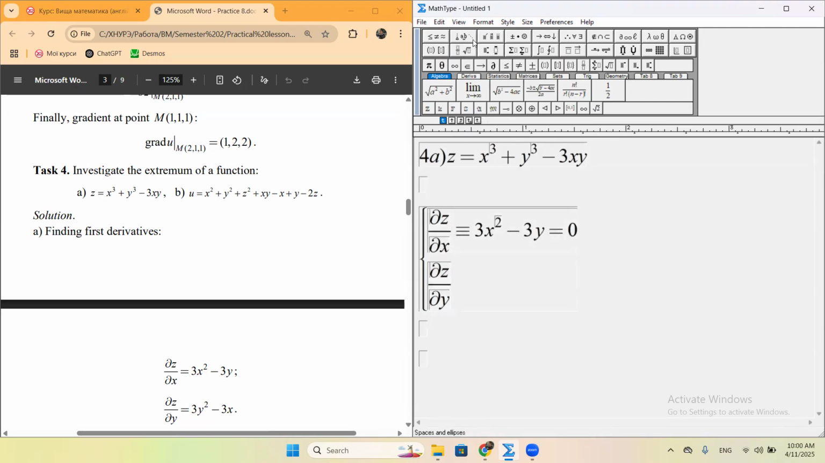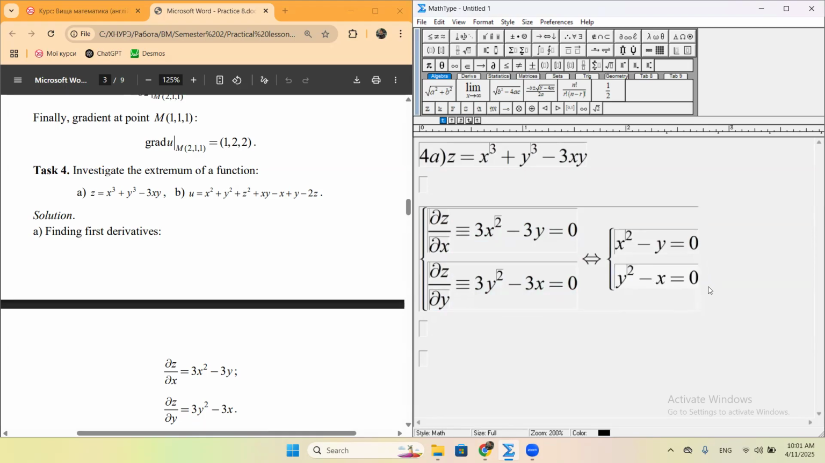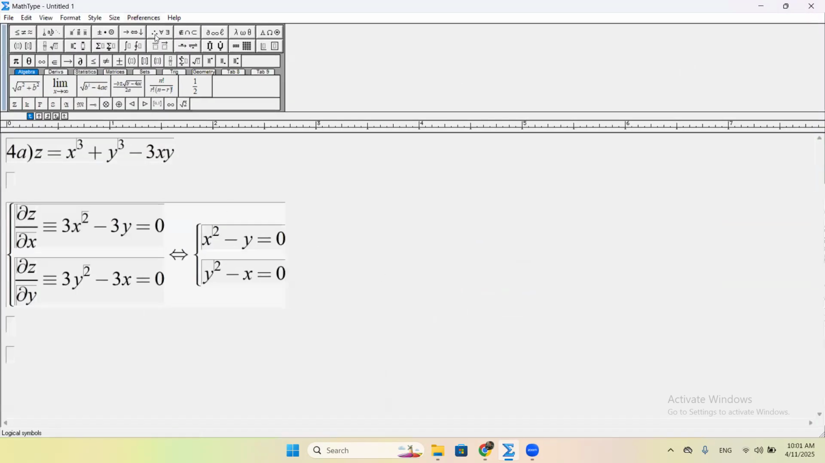So for this derivative, 3y squared minus 3x, and again this equation equals 0. So the system of equations is the following, with 0 in the right part. Now let's simplify these equations. We can divide both of them by 3 to simplify our calculations.